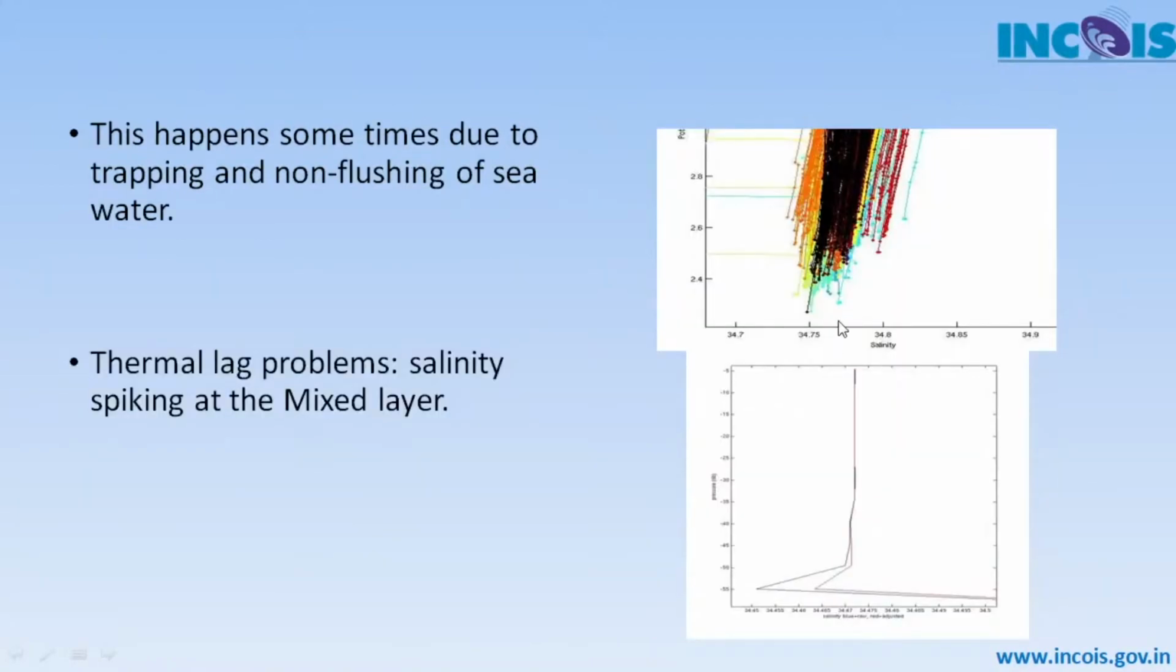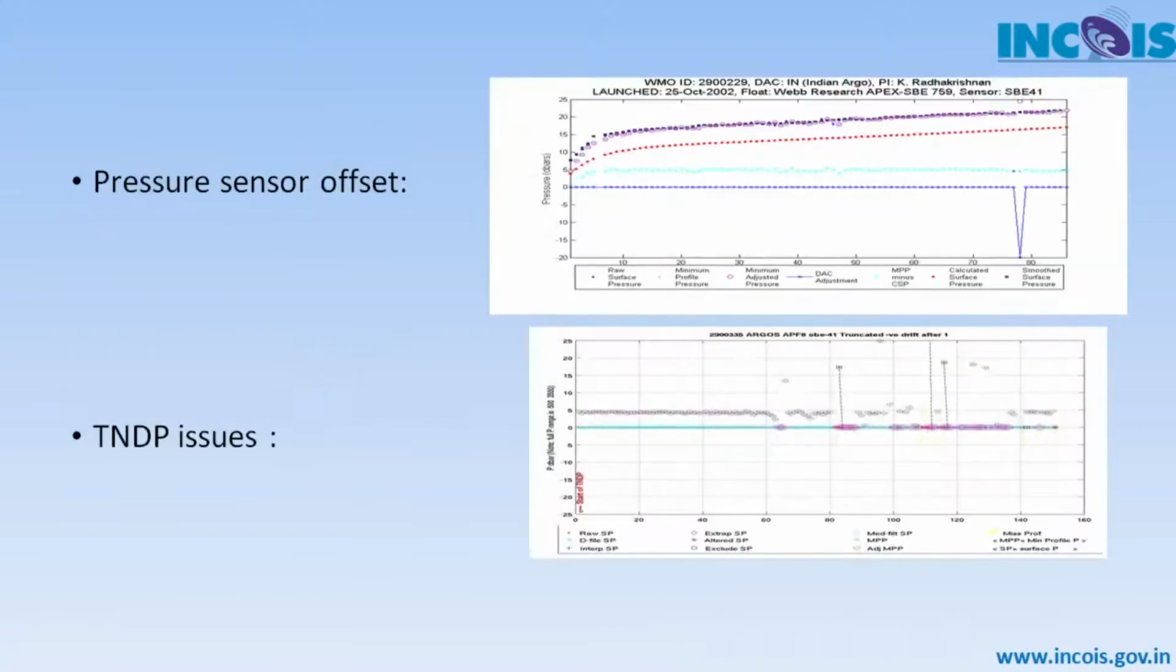I also talked about hooks. We can see small hook-like structures at the bottom of the profiles. We call these salinity hooks, and they need to be corrected, which we do in the DMQC process. The thermal lag creates artificial spikes at the bottom of the mixed layer, and you can see the spikes in the salinity sensors. This also needs to be cross-checked visually, and then the flag has to be assigned accordingly.